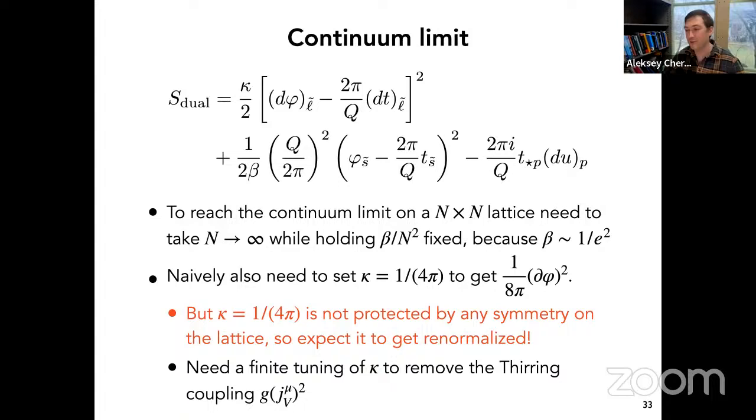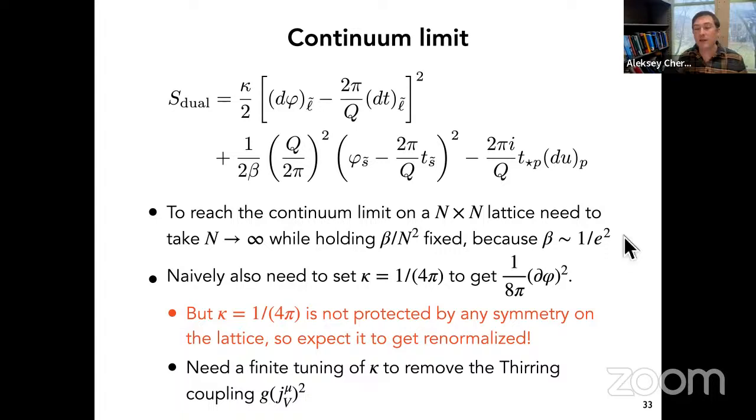Now, the thing that I want to focus on more is the physics. So ultimately, we want to study the continuum limit. The continuum limit would be reached by working on an n by n lattice and taking n to infinity, among other things. If you think about it a little bit, it turns out you need to hold beta over n squared fixed as you take the continuum limit. This has to do with the fact that beta is secretly 1 over e squared in lattice units. So just doing a little bit of scaling analysis shows you that's what you have to do to reach a nice continuum limit. That's one thing.